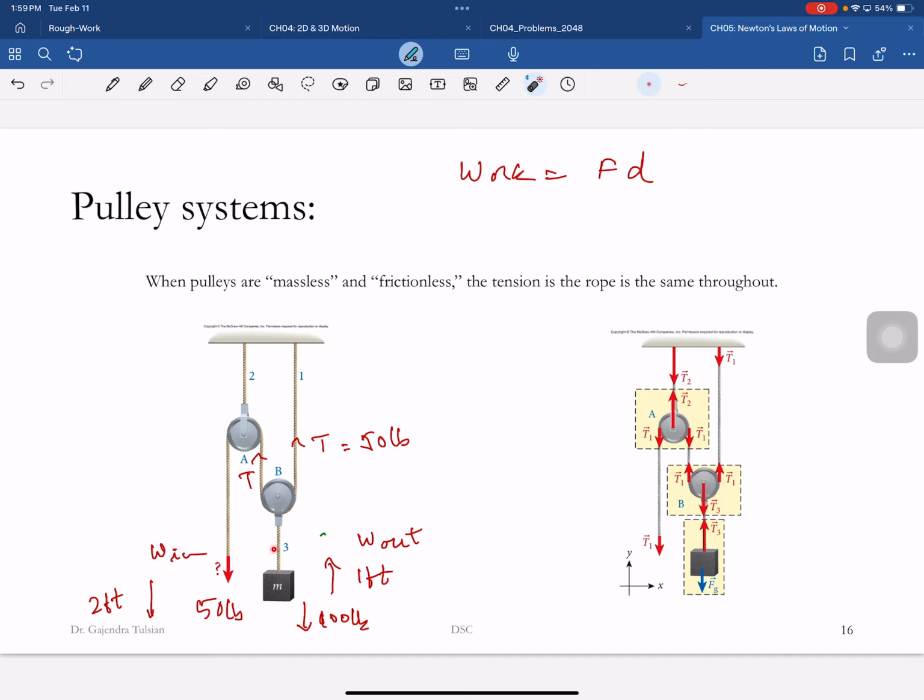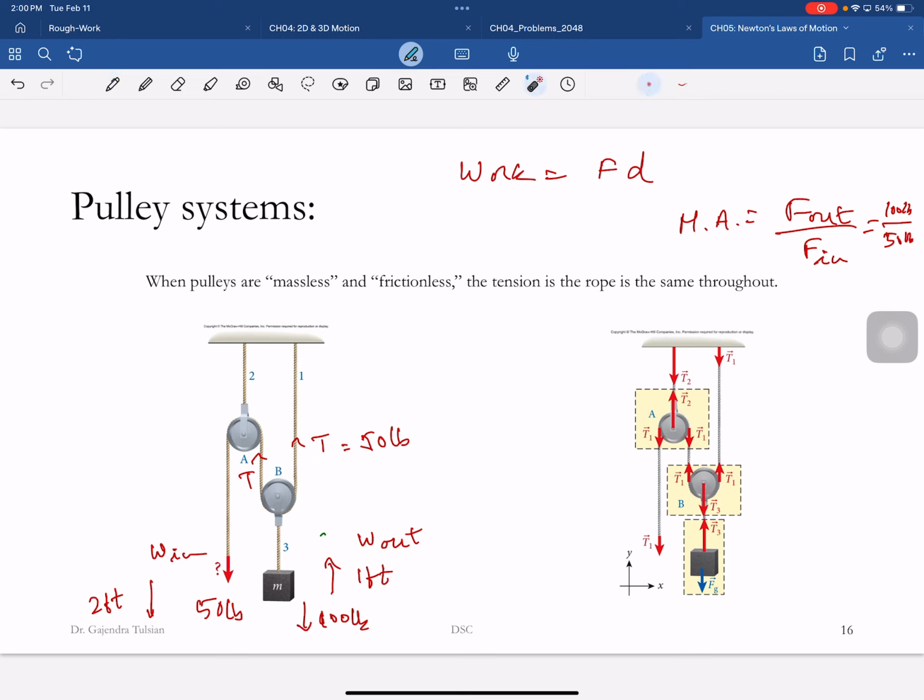The mechanical advantage of machines is the output force divided by the input force. So in this case, 100 pounds is what you lifted with an input force of 50 pounds. So the mechanical advantage is 2. So you multiply the force by a factor of 2.